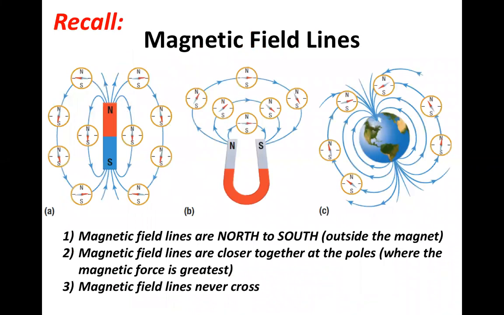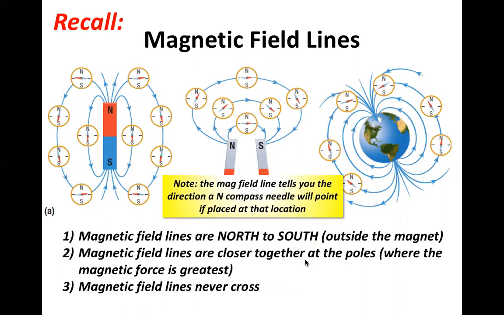And also recall that we have 3 properties of magnetic field lines that were the focus of last video. One is that magnetic field lines are north to south outside of the magnet. The next is that the lines are closer together where the force is strongest, which is near the poles. So the closer to the poles you are, the more force of attraction or repulsion you would experience as a magnetic object placed there, and the line density is higher. Magnetic fields also never cross.